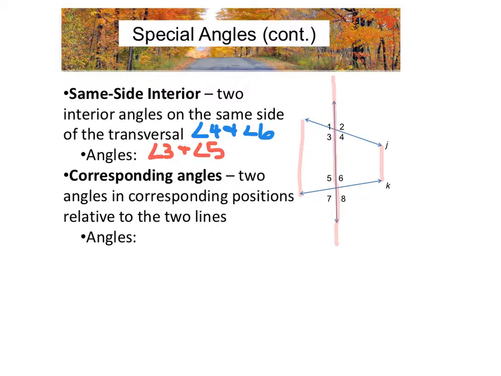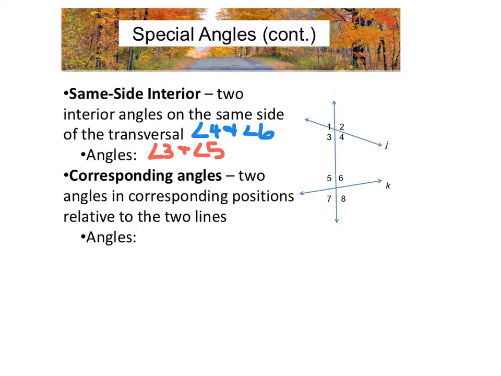Okay, now we're going to talk about corresponding angles. Corresponding angles are still on the same side of the transversal. Here the definition is two angles in corresponding positions relative to the two lines. Basically, you can think of corresponding as one's inside, one's outside, but if you go by the definition, I can show you a little trick to help you remember.